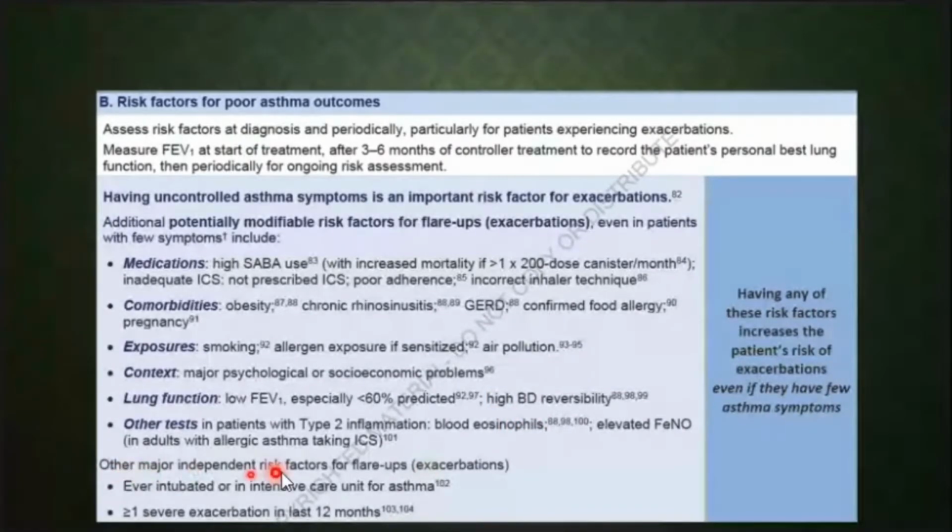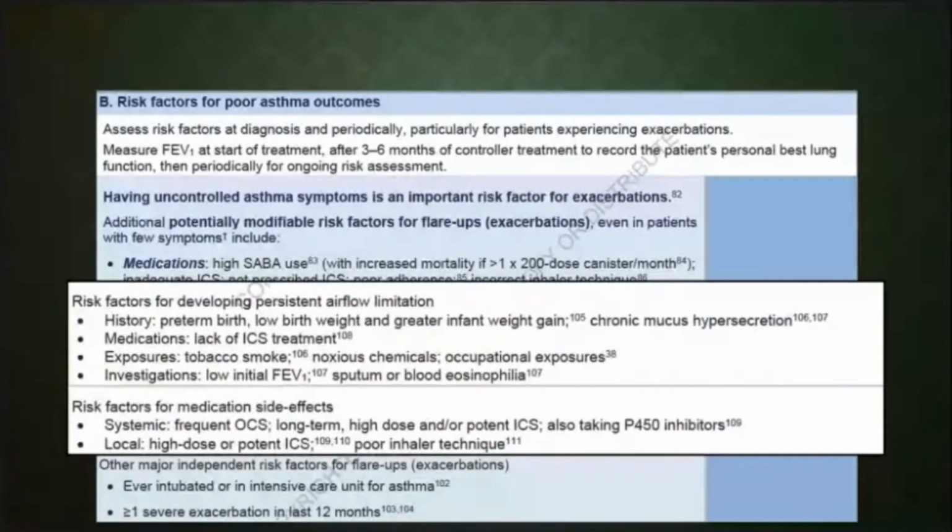Okay, and other risk factors include if in their previous exacerbation they've had such a bad one that they've required intubation or a visit to the intensive care unit, or they've been having more than one exacerbation in the last year. Those are all risk factors of future exacerbations.